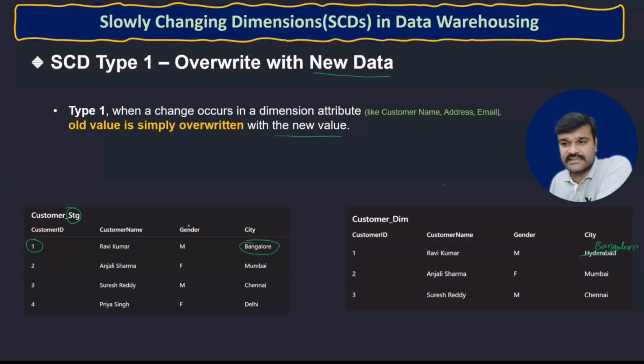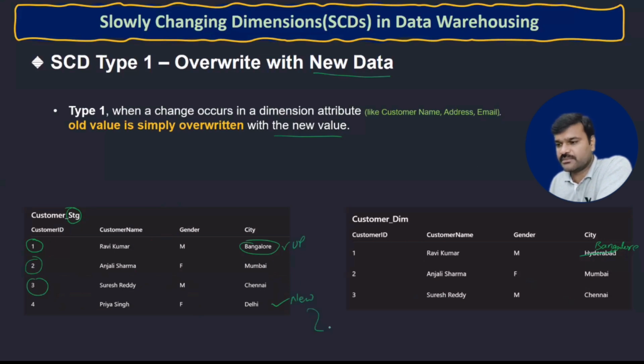So understand that this is the staging data today. Some updated data is there and some new records are there. That's what you have to observe. For customer number 2, there are no changes, and for customer number 3, there are no changes. So one updated record is there, and one new record is there.